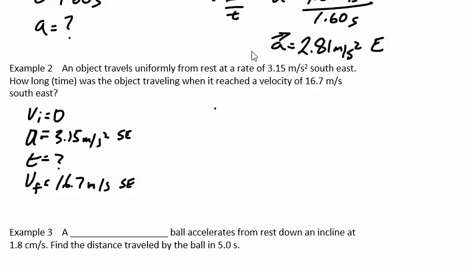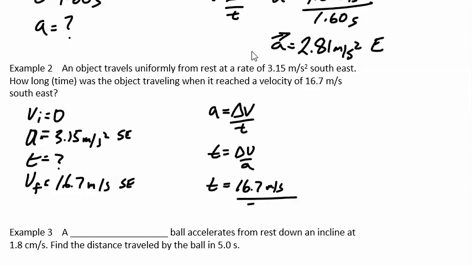Well, we're using the same formula here. A is equal to delta V over T, and because we started at 0, ended at 16.7, that change in velocity is going to be 16.7. We're looking for time. We've got the acceleration, so you're going to manipulate your formula and then do the calculation of 16.7 meters per second over 3.15 meters per second squared in order to get a time of 5.30 seconds.